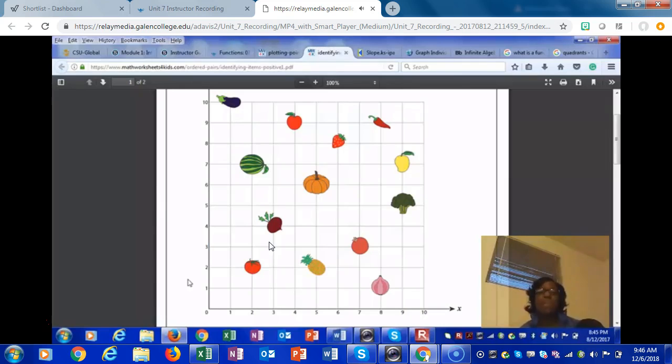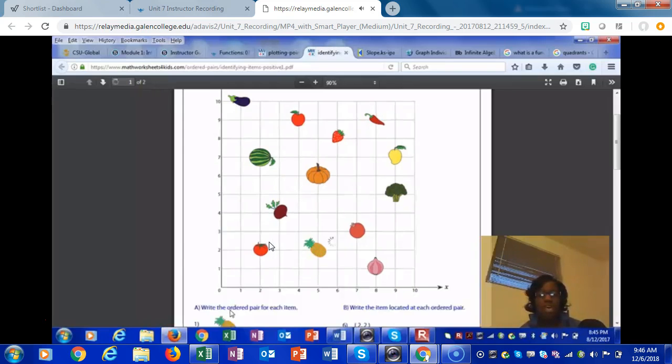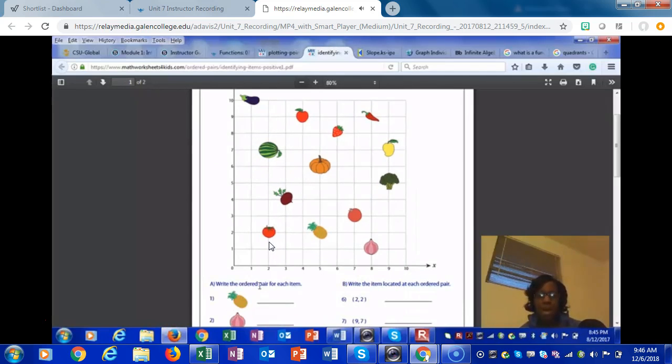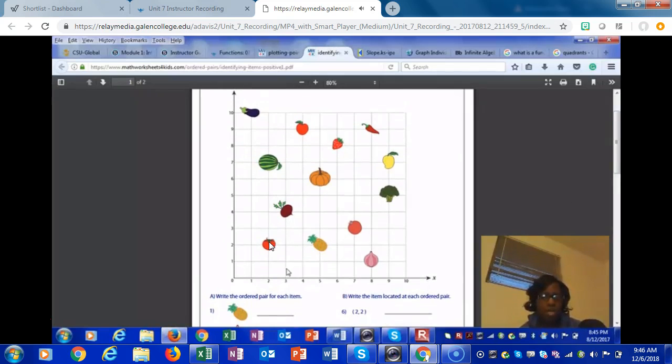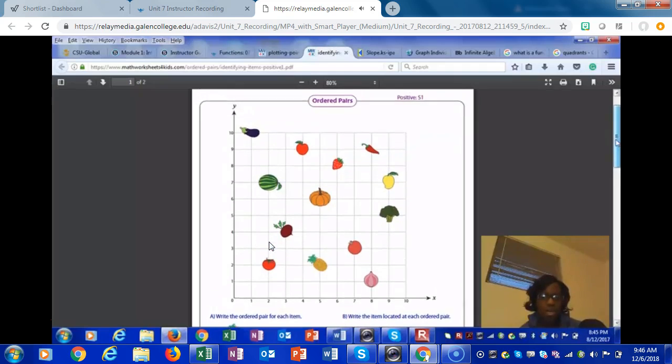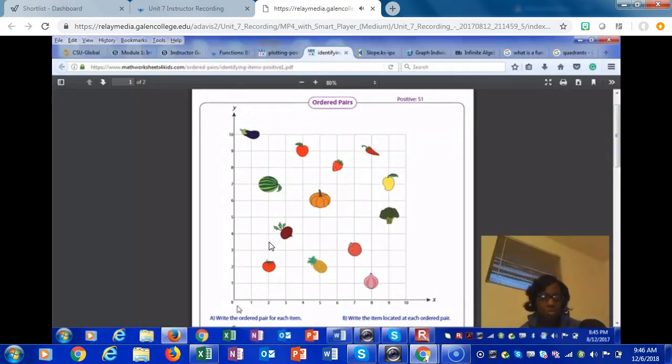This looks like an eggplant to me. So starting at 0, going to 1, and all the way up to 10, the eggplant is at 1, 2. Okay? And I'm going to take it row by row. For the tomato, starting at the origin, going over to 2, going up to 2. So 2, 2 is the tomato.